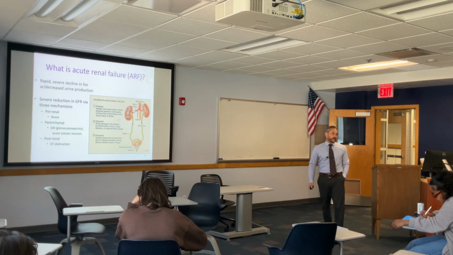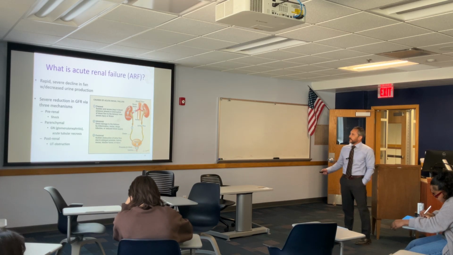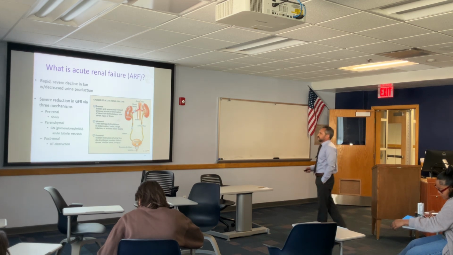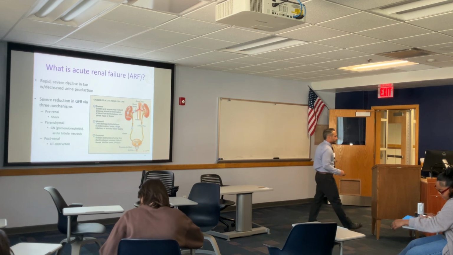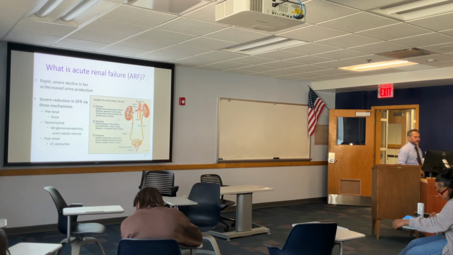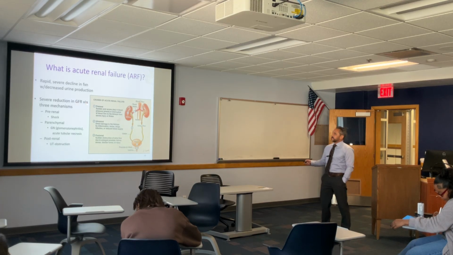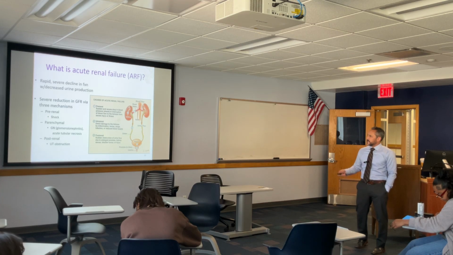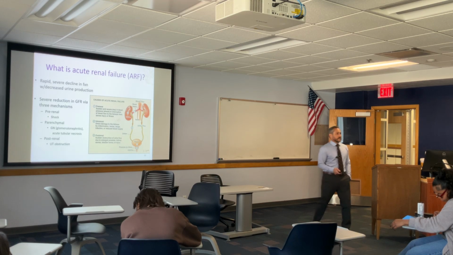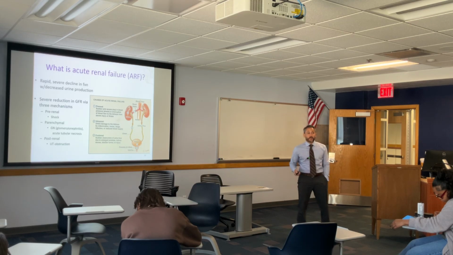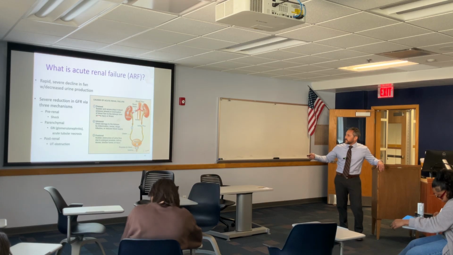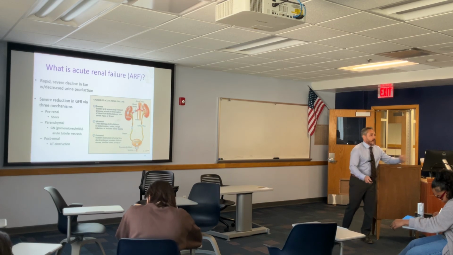let's talk about when it goes bad, when it goes south. So acute renal failure, we've got a severe decline in function with a decrease in urine production. There are really three ways this can happen. You get a severe reduction in glomerular filtration, and there are three different mechanisms. Number one is it could happen before the blood ever makes it to the kidney. Pre-renal.